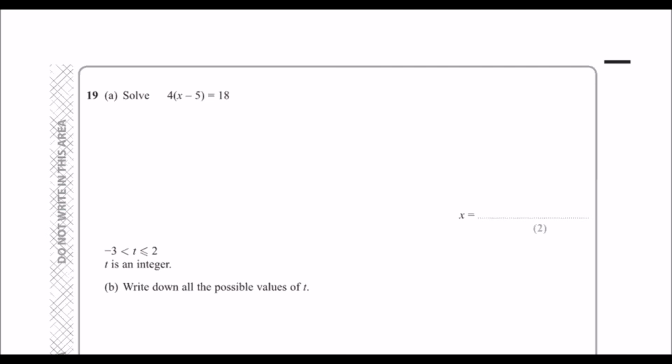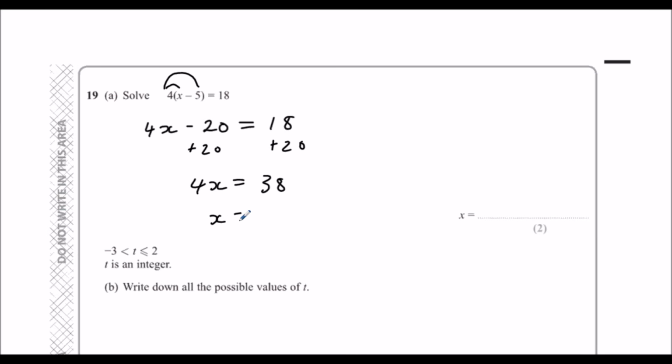Okay, question 19. 19a. So we've got a solve question. Let's expand the bracket first. So we're going to times 4 by x and times 4 by negative 5. So 4 times x is 4x. 4 times negative 5 is negative 20. And that equals 18. So we want to get x by itself. We're going to get rid of the minus 20. And we're going to do that by adding 20 to both sides, which leaves us with 4x equals 38.